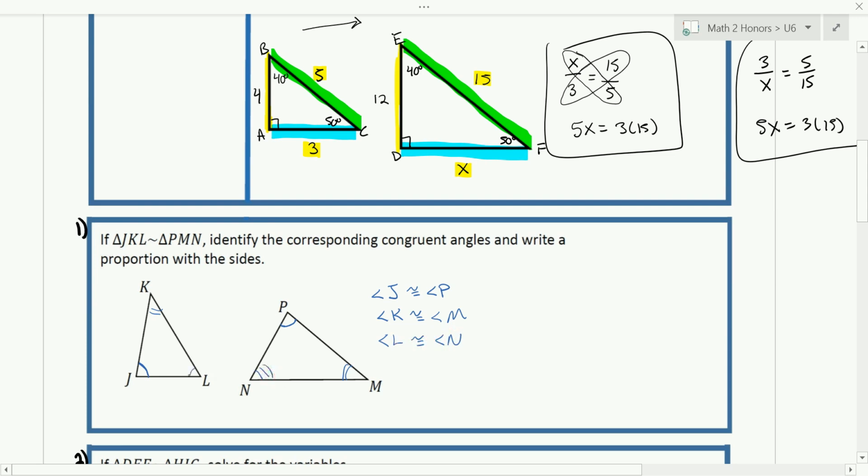So we get congruent angles. These shapes do not look similar, so they are not drawn to scale at all. But we're going to still work with it. So that's one piece that we get. What else do we get?